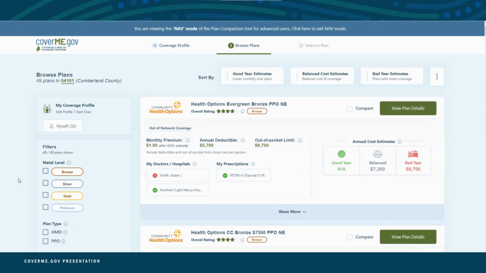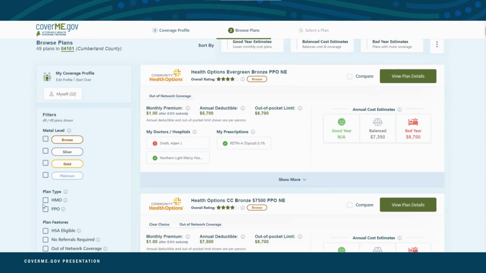Beyond the metal level, plans also vary based on if they are an HMO, PPO, or POS plan. An HMO, or Health Maintenance Organization, generally limits coverage to in-network providers and will not cover out-of-network care unless it's an emergency. In a PPO, or Preferred Provider Organization, a consumer will pay less when using providers that are in-network and can see providers that are out-of-network at an additional cost. In a POS, or Point of Service plan, a consumer will pay less when seeing providers that are in-network and will require a referral from a primary care provider to see a specialist.